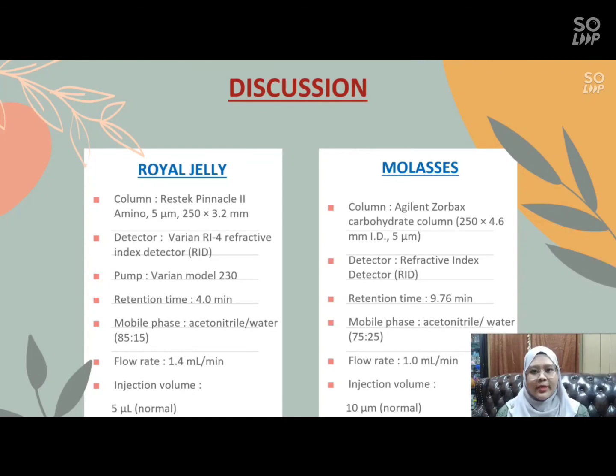The fourth sample was the molasses. It used the Avenzobar carbohydrate column, which has a protector with the guard column. After that, the detector used in the experiment was the refractive index detector, which is RID. The mobile phase was composed of acetonitrile and water with a ratio of 75 and 25. Acetonitrile was chosen because the solvent has strong polarity, and the flow rate was 1.0 ml per minute. Lastly, the injection volume was 10 microliters, which is the normal sample size.